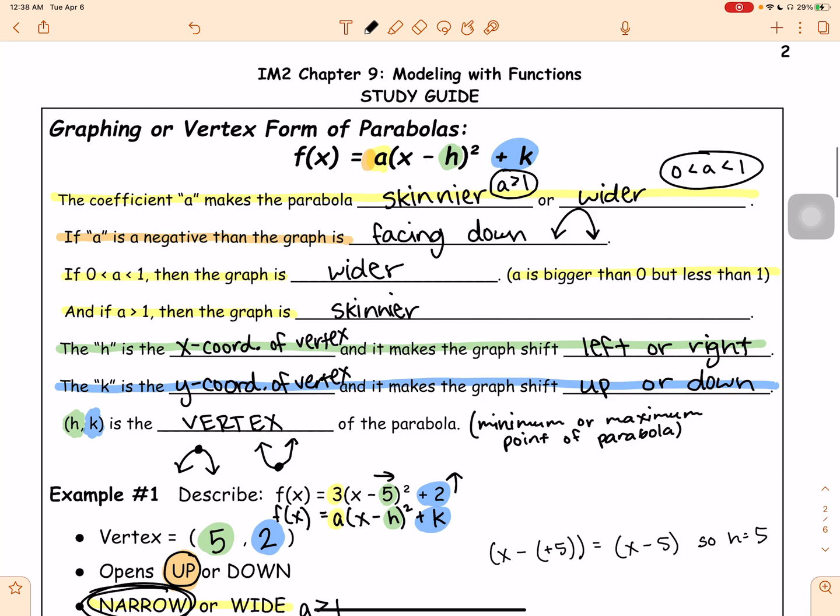And then this is the vertex form, all right? So this tells us the vertex here is h, excuse me, h comma k.